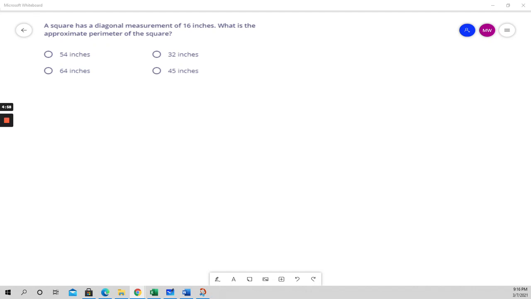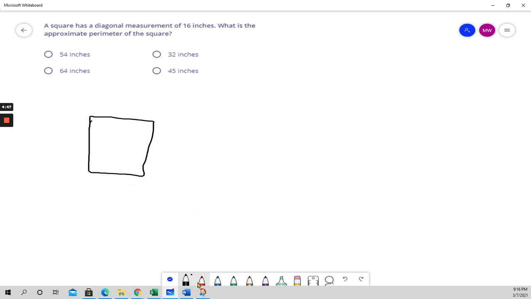A square has a diagonal measurement of 16 inches. What is the approximate perimeter of the square? So, here's my square. And it's saying it has a diagonal of 16.